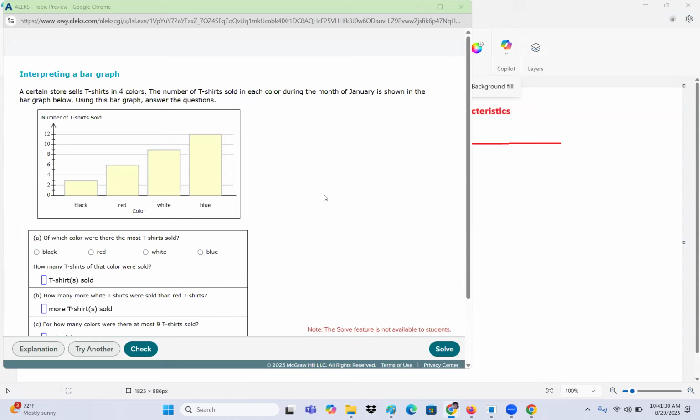All right. So which one has the most t-shirts?